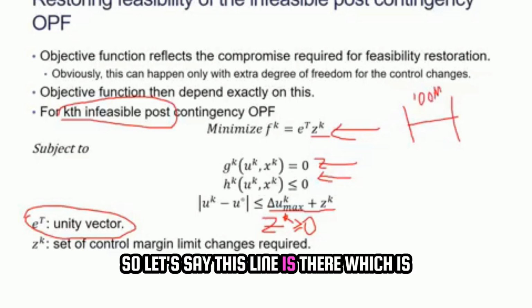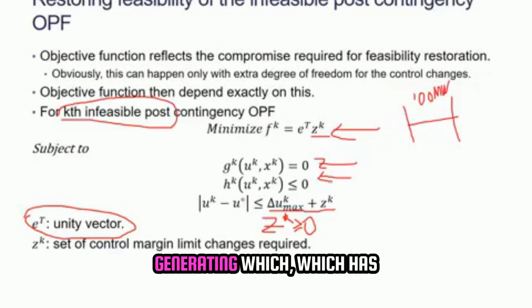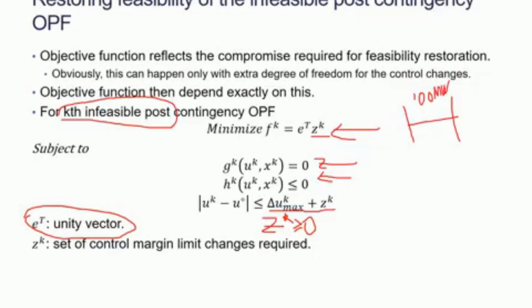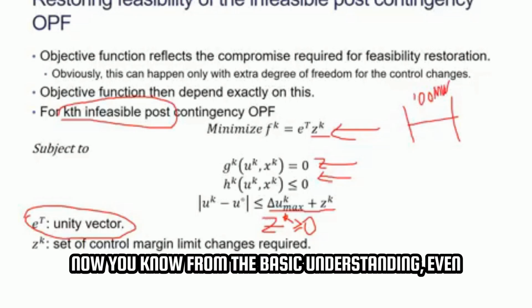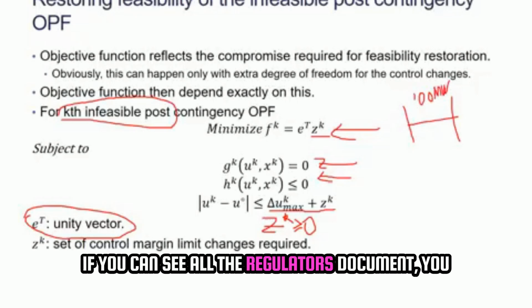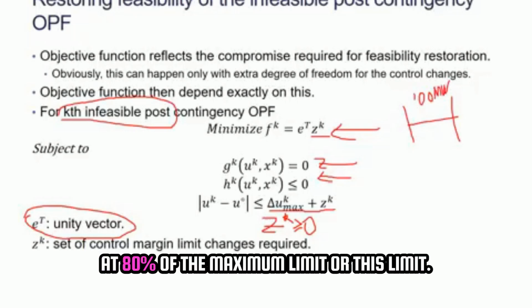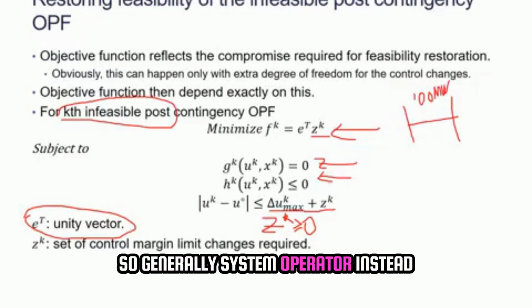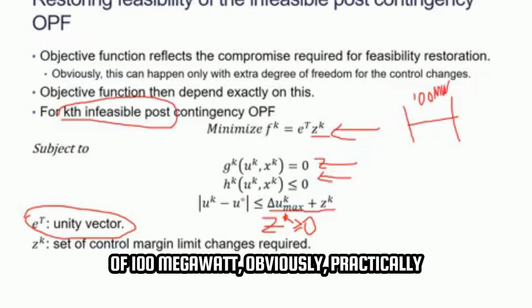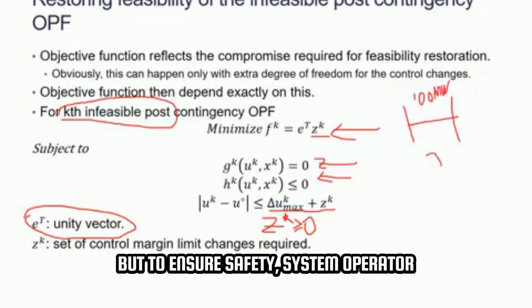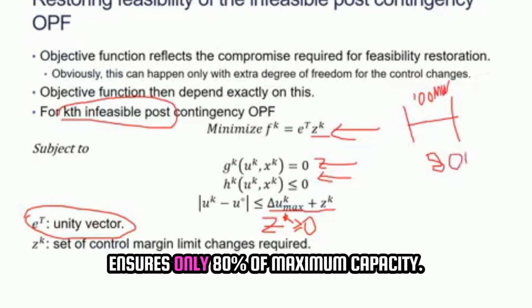So let's say this line has a manufacturer rating of 100 megawatt. Now you know from basic understanding, even if you look at all the regulators' documents, you will see that the system operator generally operates at 80% of the maximum limit. So generally the system operator, instead of 100 megawatt, obviously the actual limit is 100 megawatt, but to ensure safety, the system operator ensures only 80% of maximum capacity.